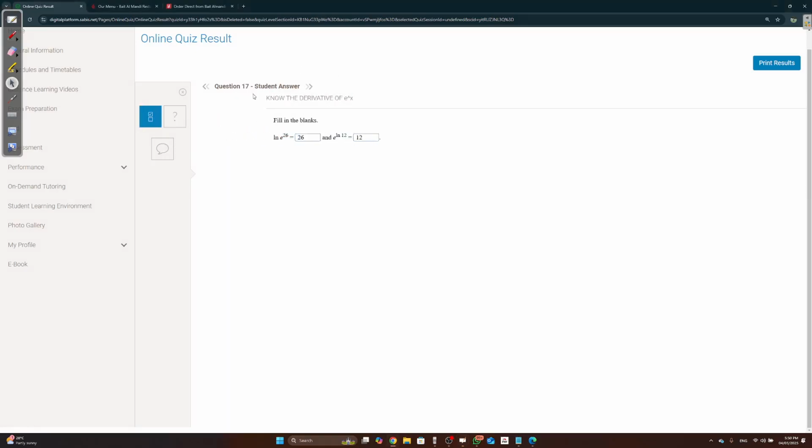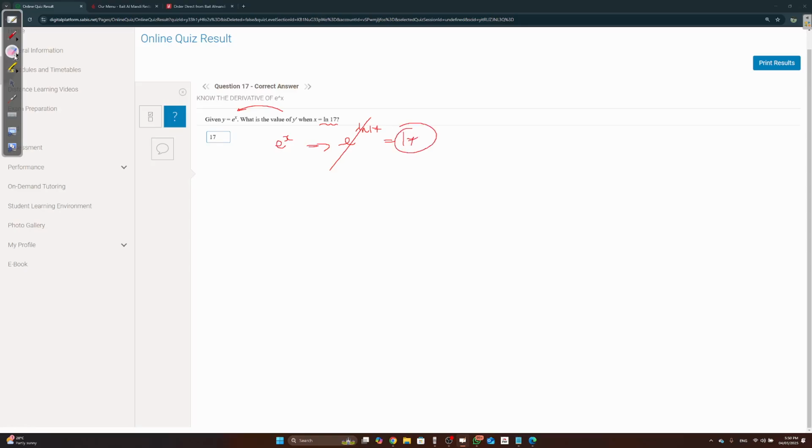Question 17. Given y is e to the power of x, what is the value of y prime when x is ln 17? Okay, what's the derivative of e to the power of x? E to the power of x, the derivative is just e to the power of x. Okay, when x is ln 17, so we want to substitute x as how much? Ln 17. So e to the power of ln 17, cancel e with ln, you get 17. Okay, if you want to do it on a calculator, it works as well.